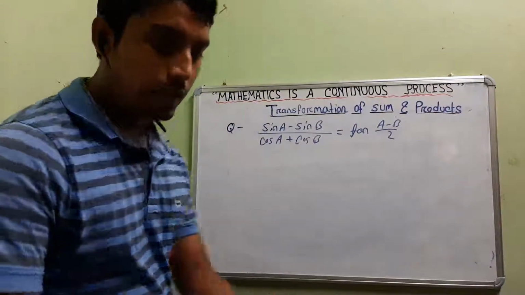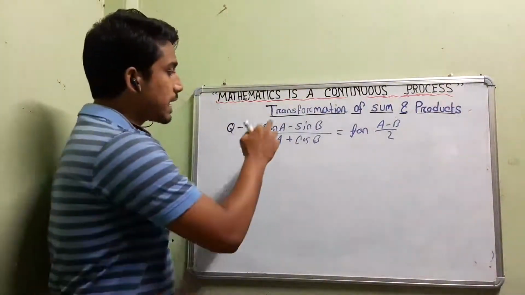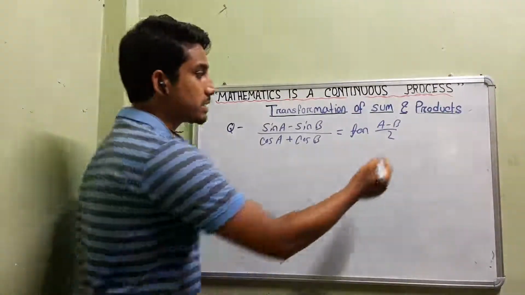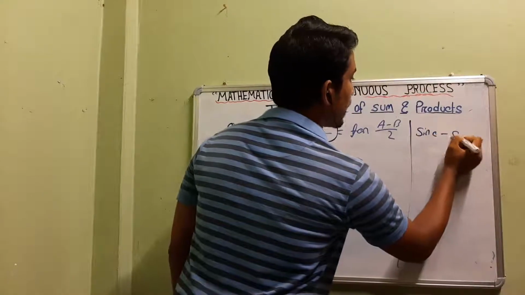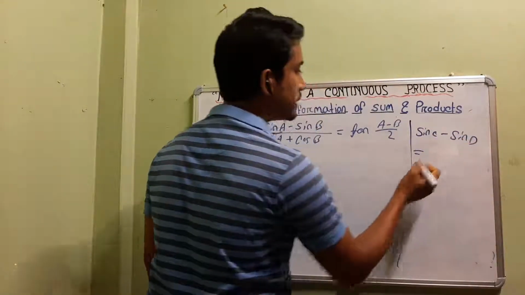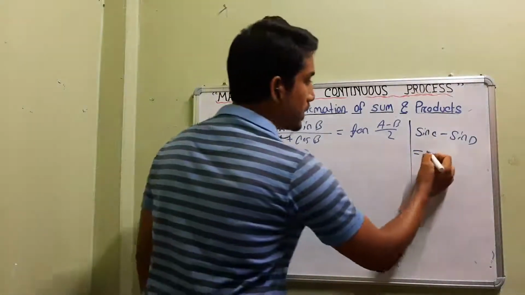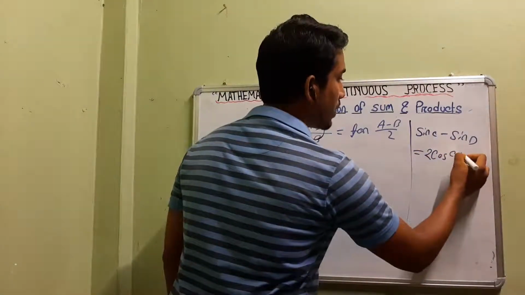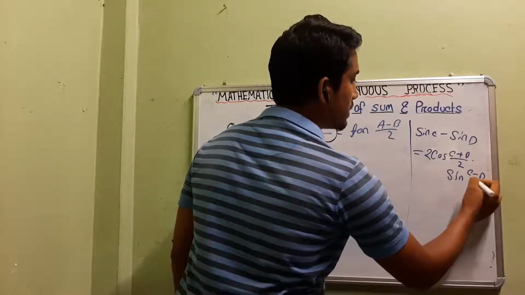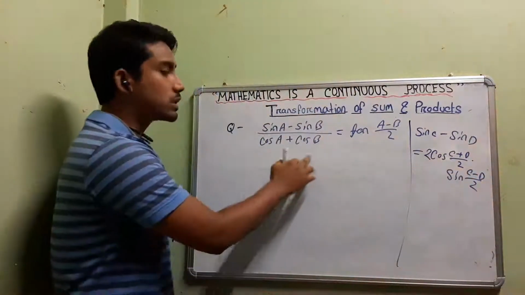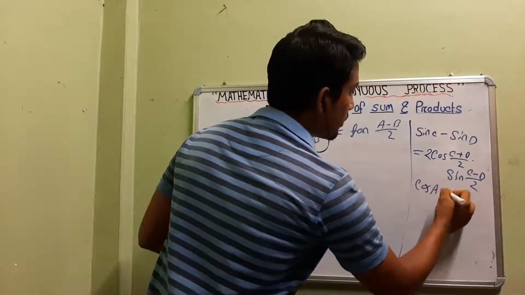Obviously you are able to figure out how to do the problem. We'll relate it to sin C minus sin D. Already we know the formulas. If sin C minus sin D is there, then, as we used just now, the formula is 2 cos sum into sin difference, that means C minus D by 2. In the denominator we have cos A plus cos B, which is the third formula.